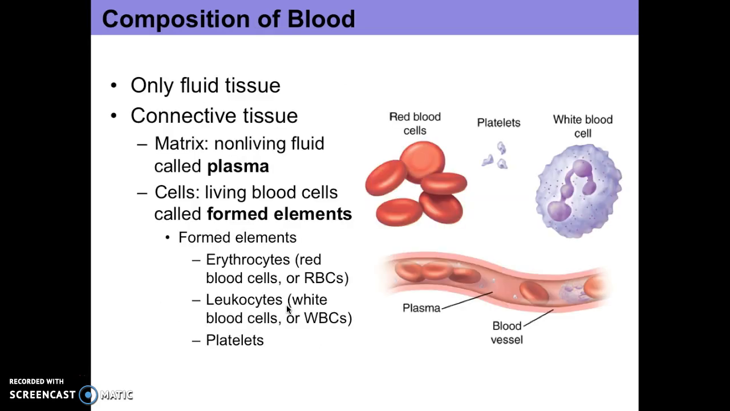Next, we will discuss the composition of blood. Blood is the only fluid tissue. It is a connective tissue. Its matrix is a non-living fluid called plasma. The cells of blood are the living blood cells called formed elements. The formed elements of blood include erythrocytes, or red blood cells, or RBCs, leukocytes, or white blood cells, or WBCs, and platelets.